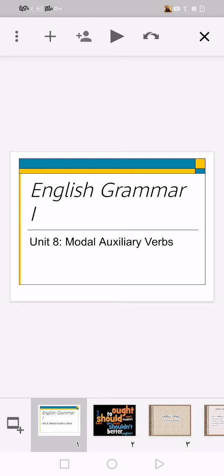Good evening, students. Today we are going to talk about our subject, which is modal auxiliary verbs. الأفعال المساعدة الناقصة. بالأحرى يعني الاسم الثاني اللي هو modal verbs. Modal verbs or modal auxiliary verbs.